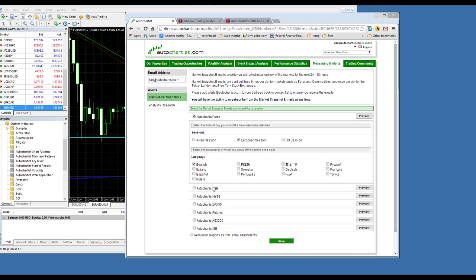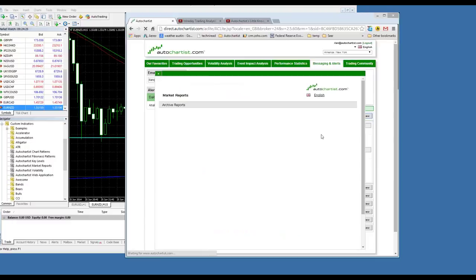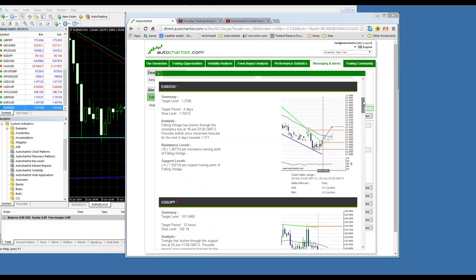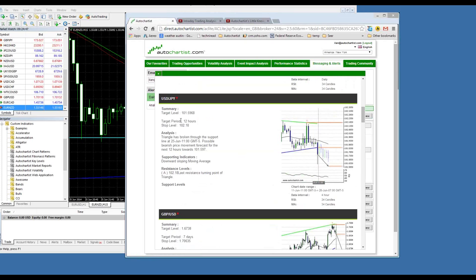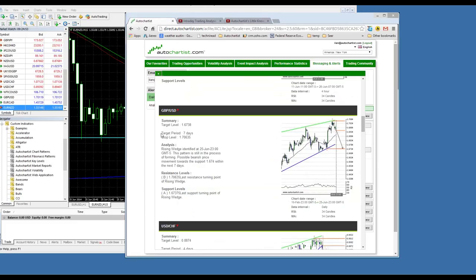I'll just look at the Forex report for now. If you're looking at the Forex report, you will find that the market report primarily gives you longer term opportunities. Let's look at this. This is an opportunity on euro dollar in the latest market report, the European market report. This is a 4-day forecast. This is an opportunity below it, USD/JPY, a 12-hour forecast, and an opportunity on GBP/USD, a seven-day forecast. So what you'll find is the market reports give you slightly longer-term opportunities.